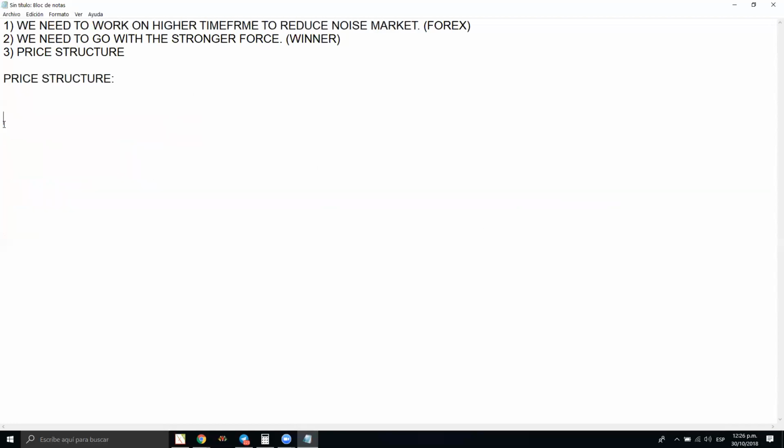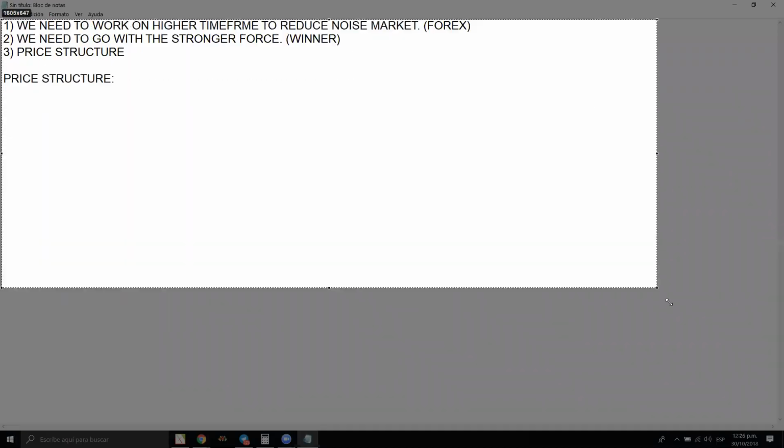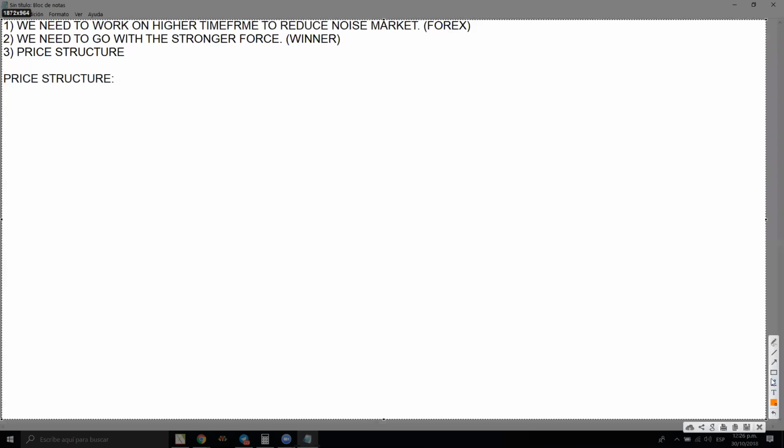I'm going to remove this. Okay, in the price structure, we have something. Let's remember this. We have a bullish market, or an uptrend. When you have a bull, the market is going higher highs and higher lows. We are in an uptrend. In this case, the bulls are winning. So the market sentiment is bullish. Okay.